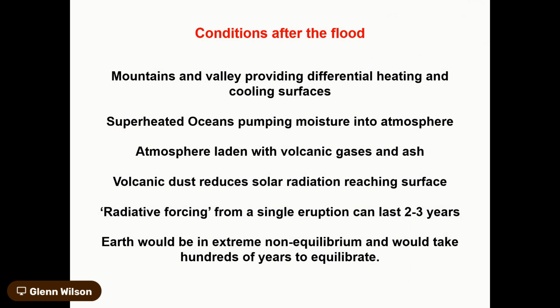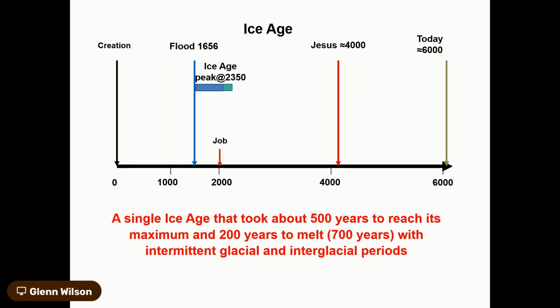We knew there was volcanoes just all over the world, and even today, volcanoes can cause an all-year winter that can last for 2 or 3 years. So, all the dust in the atmosphere would block a lot of that solar radiation reaching the surface. So you would have prime conditions for moisture being pumped into an atmosphere that would be really cold. It's conditions suitable for an ice age.